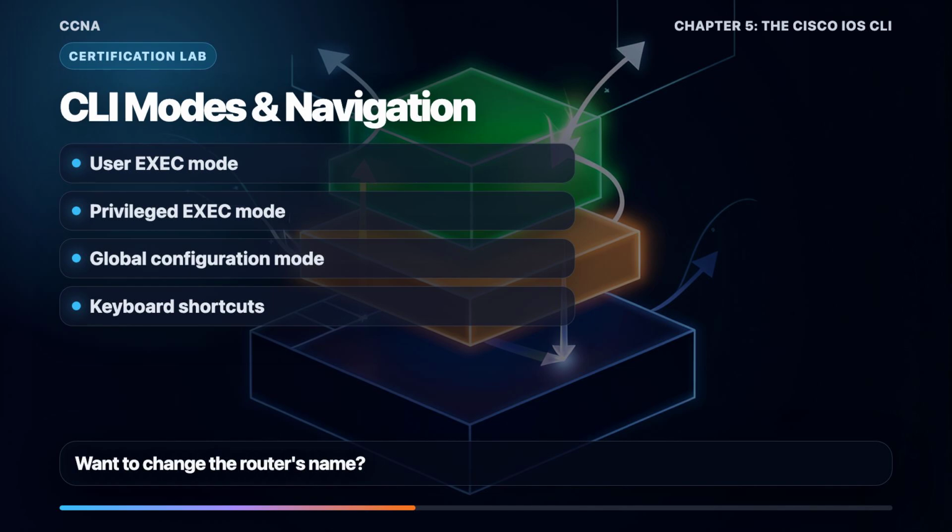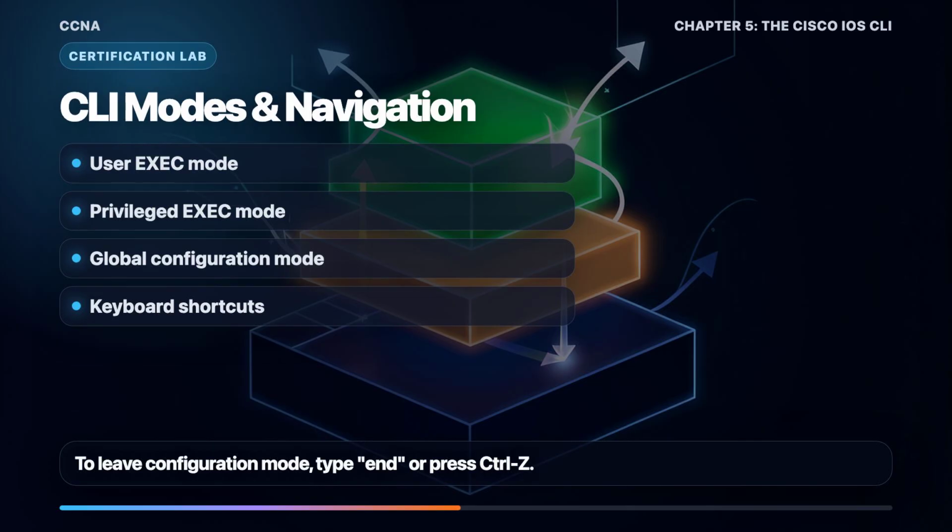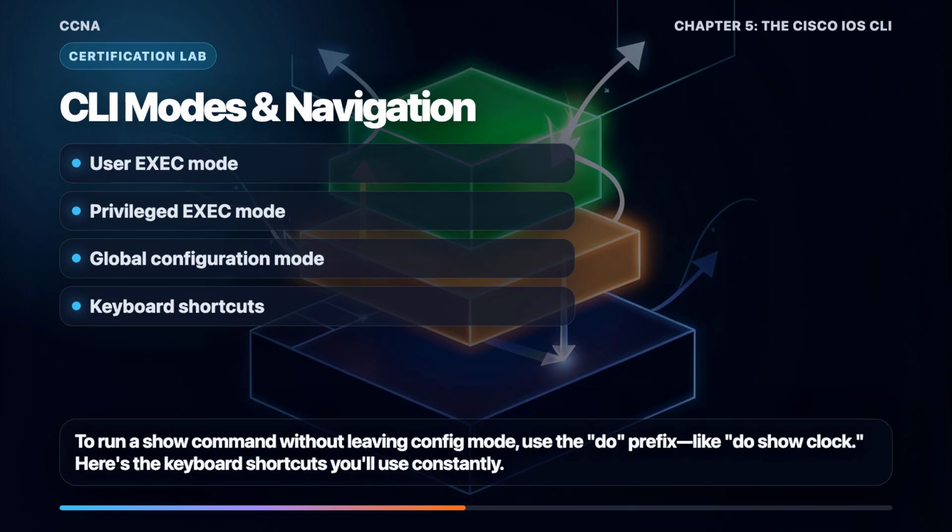Change the router's name. Type hostname R1. The prompt updates immediately. Wanna undo it? Type no hostname R1. The no prefix undoes almost any configuration command. To leave configuration mode, type end or press Ctrl-Z. To run a show command without leaving config mode, use the do prefix, like do show clock.